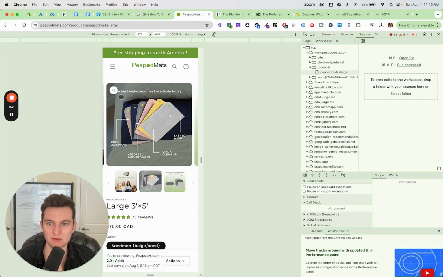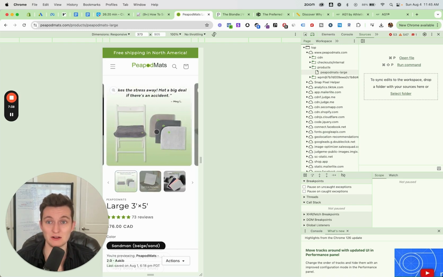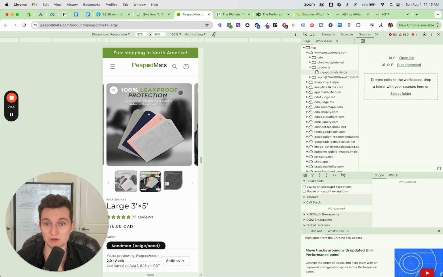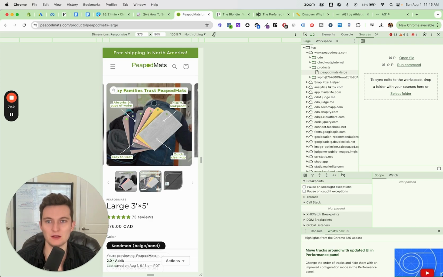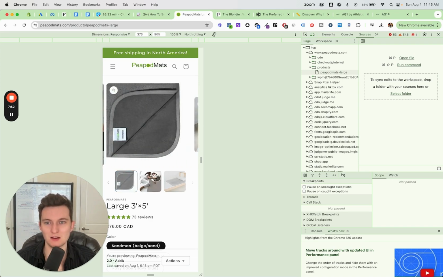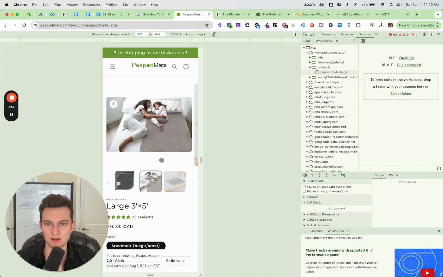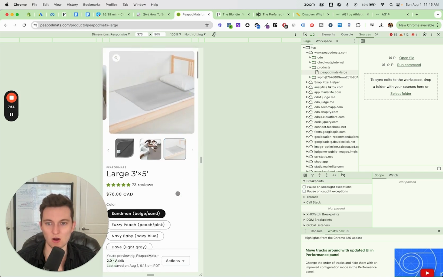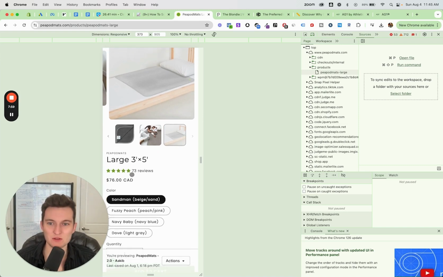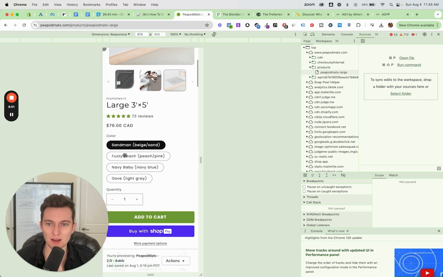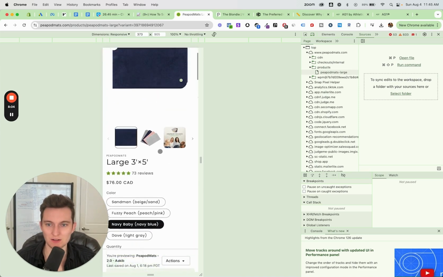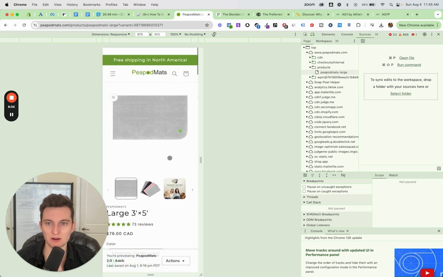So you can see here we have the best waterproof mat available today. 100% leak proof, absorbs 6 cups of water, quick cleanup, easy to wash, have a nice little review, makes the stress away, not a big deal if there's an accident. 100% leak proof protection, that's the main benefit that people really care about, why families trust Peapod Mats, all that sort of stuff. And then we also show someone in the bed with it, and also show what it looks like on the bed in terms of sizing. We also move reviews up here. And then, of course, kept all the products that they click on: fuzzy peach, navy blue, light gray, etc.